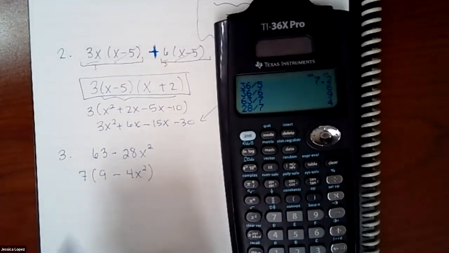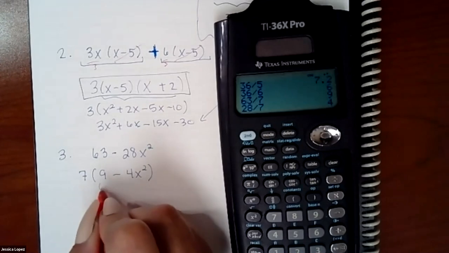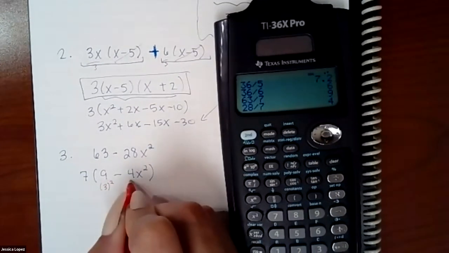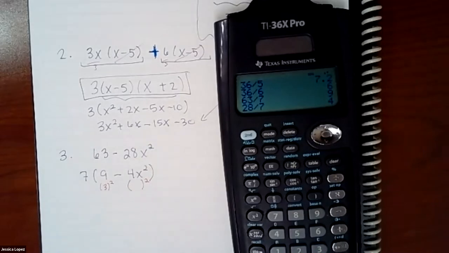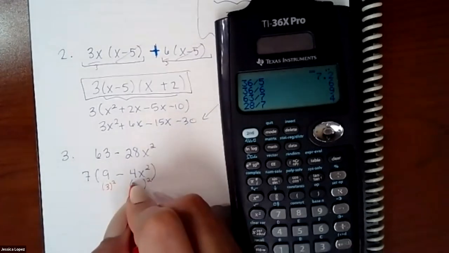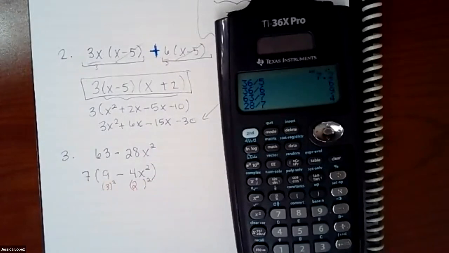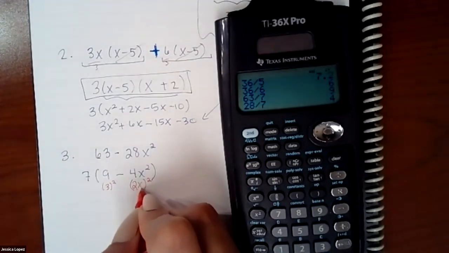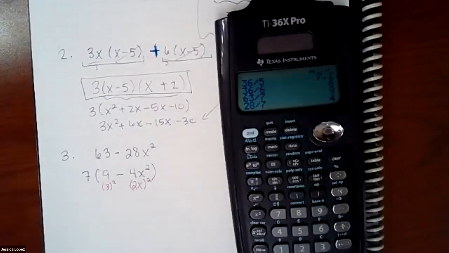So what is it that's being squared? Here, it's a 3 that's being squared. This one's harder. Does anybody know what is being squared to get 4x squared? What times itself will give me 4x squared? 2. For the number, yes. What about for the variables? Two X? Yeah, you got it. Okay, because when I take 2x times 2x, right, I will get the 4x squared.